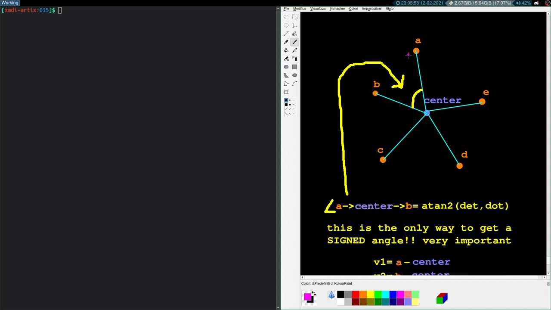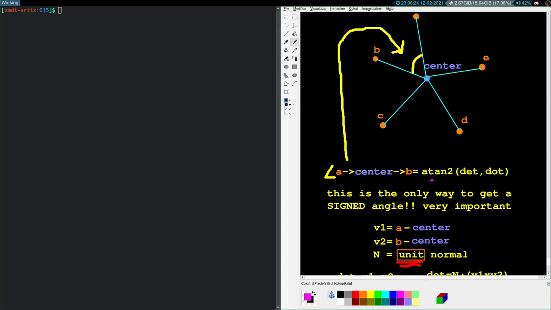Because this angle and this angle, if you do it with arc cosine like most people do, like the dot product rule, they'll both be positive angles. What we want, though, is for AB to be this, and AE to be this, or this. But this would be negative, right? So you want to be able to evaluate all those things.